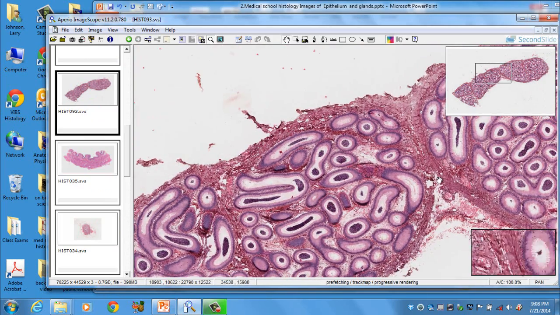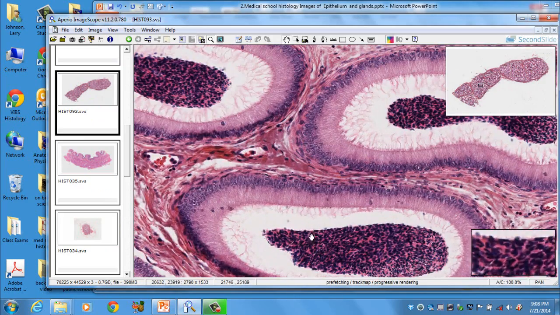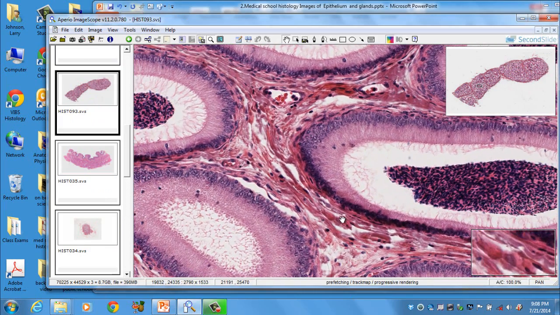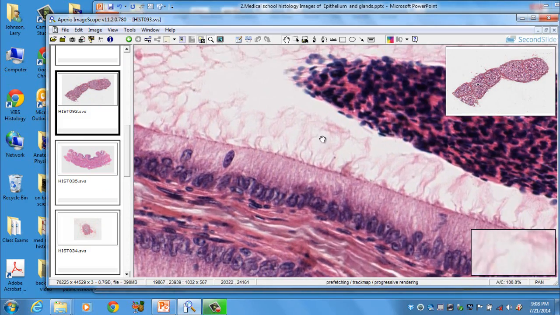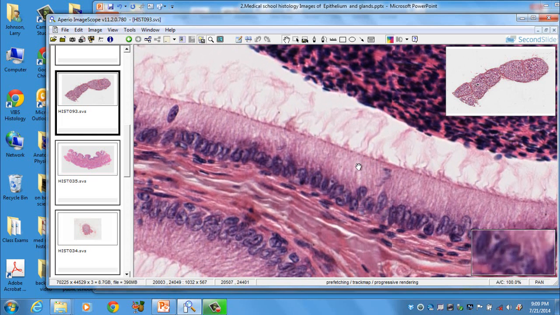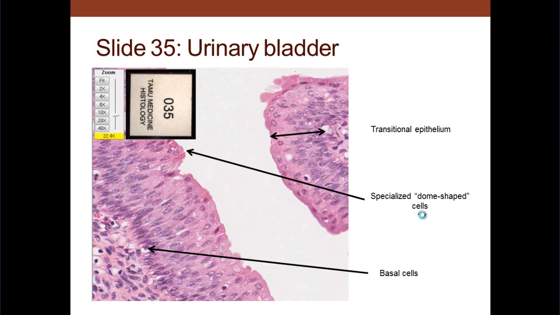If we look at the epididymis, you can see the connective tissue around the outside, and we can see some of these projections. There's sperm in the middle, connective tissue in through there. You can see fibroblasts and collagen bundles. If you look at the epithelium, you can see very, very long microvilli. These are stereocilia, and you can see the pseudostratified columnar epithelium. You have some different heights of cells, but they are basically a columnar epithelium.